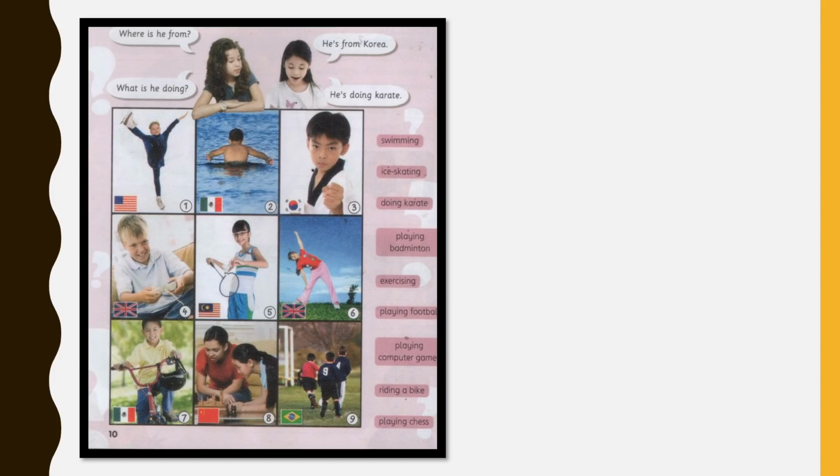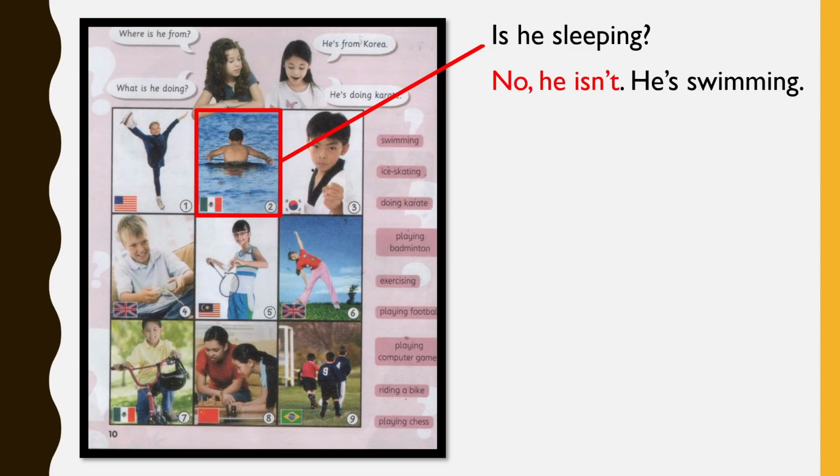Let's start with the first question. Look at picture number 2. Is he sleeping? We look at picture number 2. Do you think people sleep in the water? No. So obviously, the boy in the picture is swimming. In order to answer this question, we have to deny the statement because he is not sleeping. So we deny and then we clarify. No, he isn't. He is swimming.